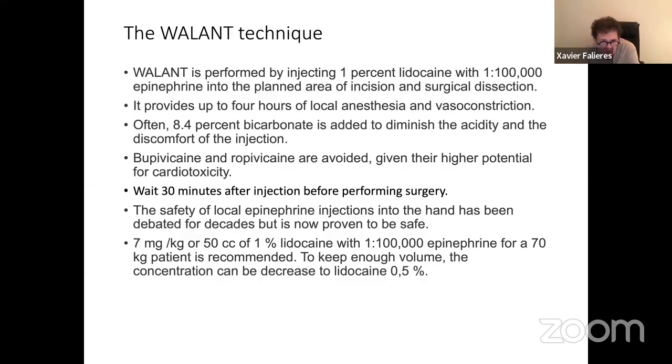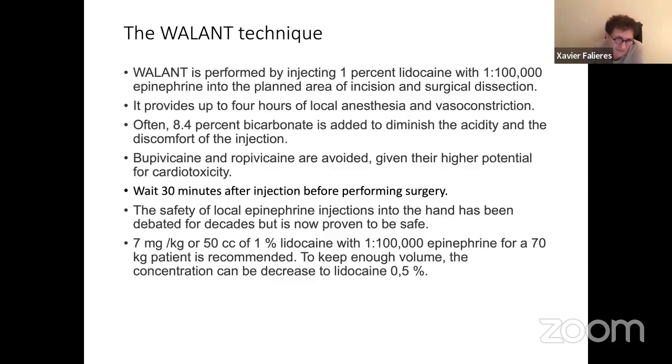Bupivacaine and ropivacaine are not used in this indication of Walant because they can be very toxic. What you need to know is that you may not be in a hurry. It means you have to plan and wait a real 30 minutes after injection before performing surgery to get a white hand. If you don't wait enough, it will bleed, and then you will have a very unhappy surgeon.